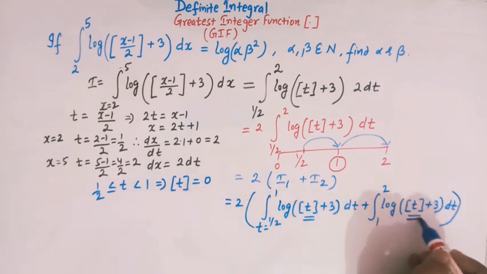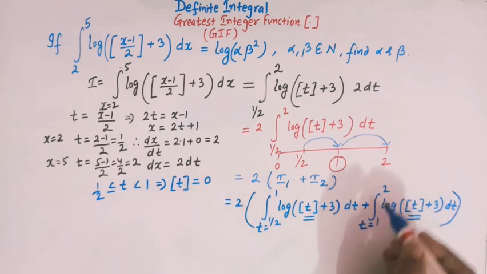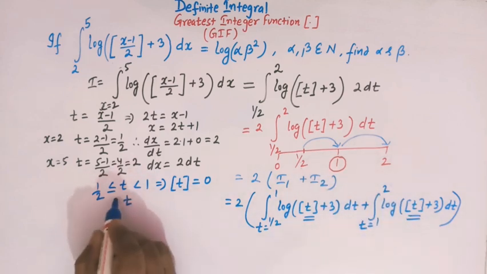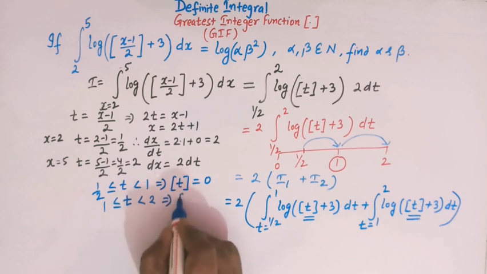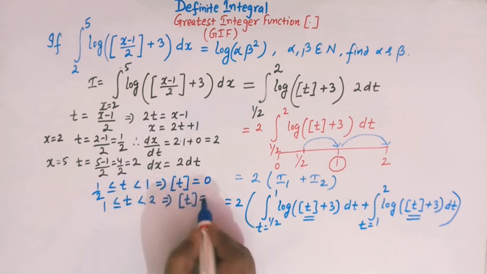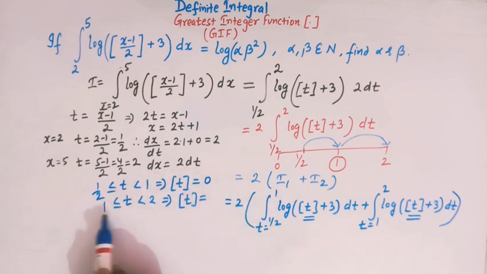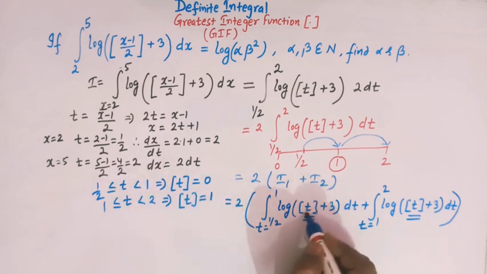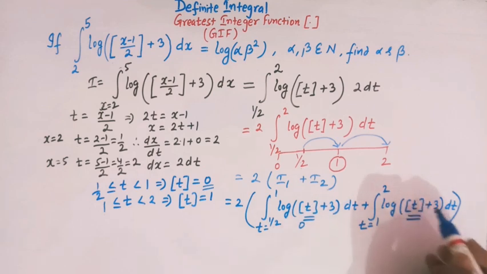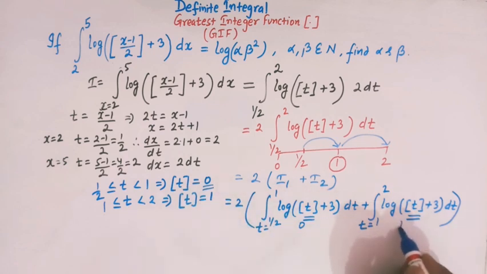And here t varies from 1 to 2. So t lies between 1 and 2. So the value of greatest integer of t when t lies between 1 and 2 is equal to 1. So here for this greatest integer of t we can write 0, and here for greatest integer of t we can write 1.